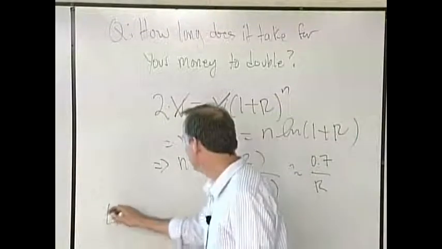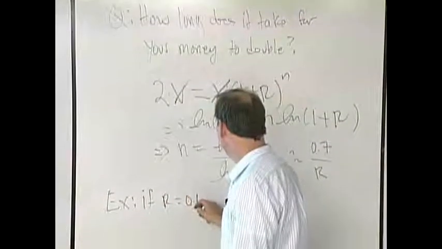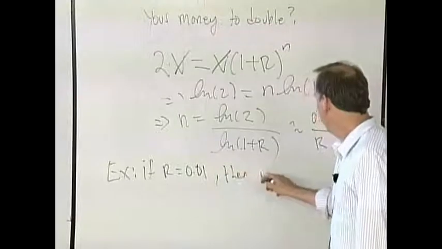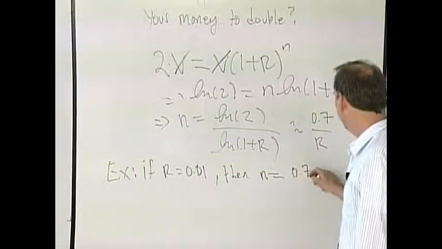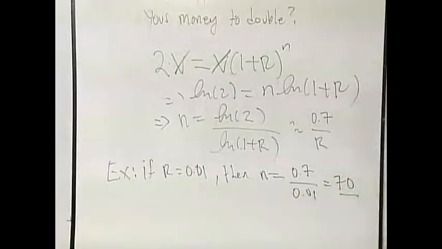So for example, if the interest rate is 0.01, then n is equal to 0.7 divided by 0.01, which is 70. So if the interest rate is 1%, it takes 70 years for your money to double compounding at 1% per year. So all this money you're putting in your savings accounts right now is getting paid 1%. It'll take 70 years for that money to double.